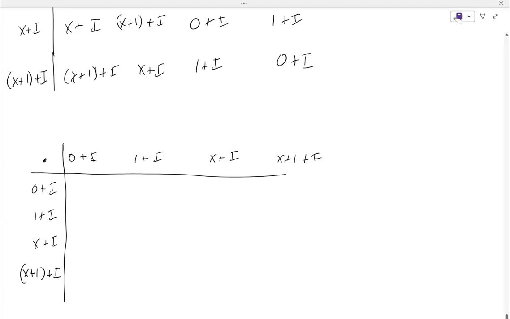Well, like I mentioned before, 0 times anything, no matter what ring we're in, that one's pretty universal, we'll get 0. And the 0 of this particular ring is 0 plus I, so I can fill those out pretty quickly. We can also fill out the next row and column pretty quickly as well.